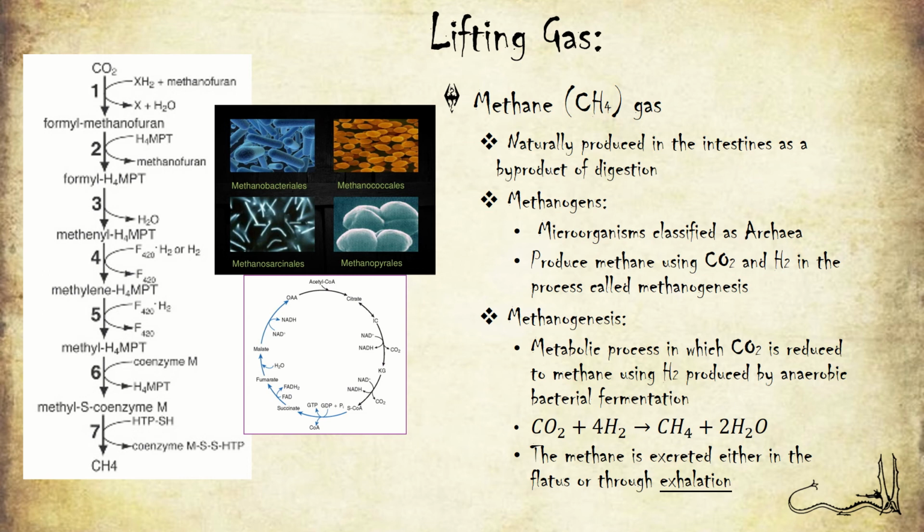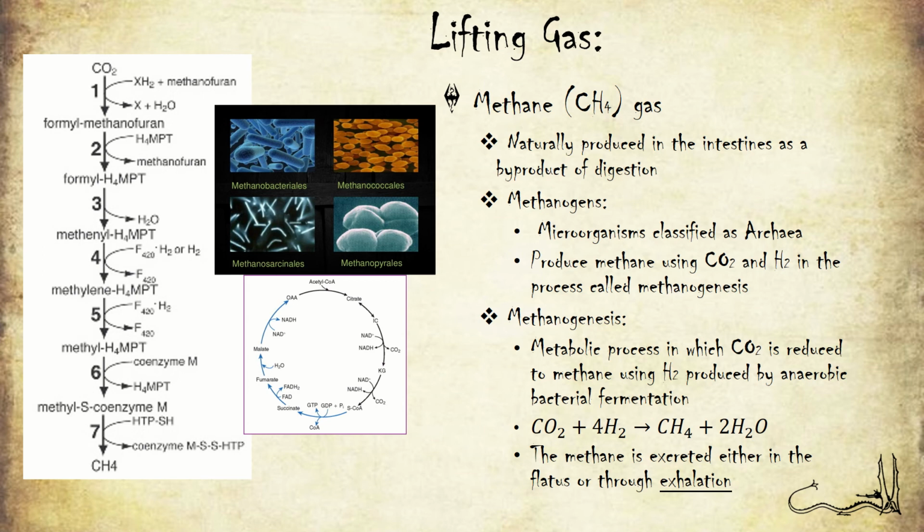And there is a lifting gas that is found naturally in organisms, and that is methane. And it is produced in the intestines as a byproduct of digestion. And it is produced by microbes called methanogens, which are actually in the family of archaea. They are not bacteria. And they produce methane using carbon dioxide and hydrogen gas in the process called methanogenesis. Now, methanogenesis is a metabolic process in which carbon dioxide is reduced to methane using hydrogen gas that is produced by anaerobic bacterial fermentation.